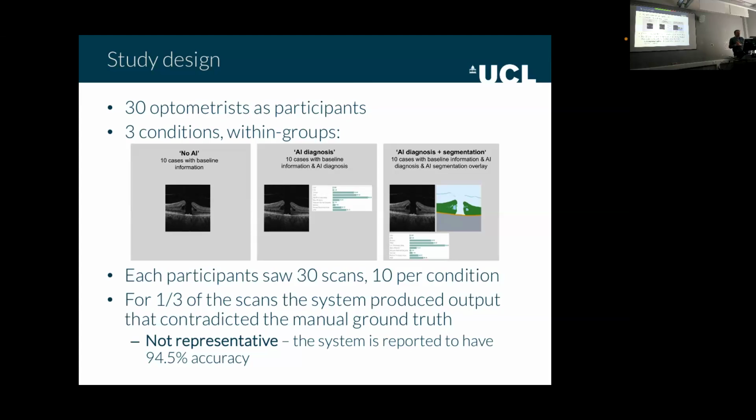I should emphasize that we cherry-picked scans for which the system does not work very well. While in the testing that was published for the system, the accuracy is 94.5%, about 1/3 of the scans that we presented to our participants are such that the system went wrong on them. So it's not representative, but we felt that this was the most interesting data because that's where the visualization can be expected to make most of a difference, in these edge cases.